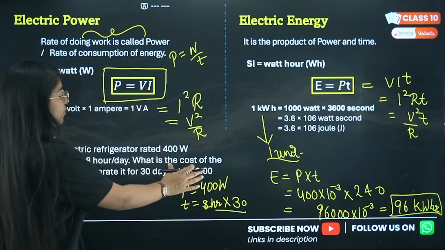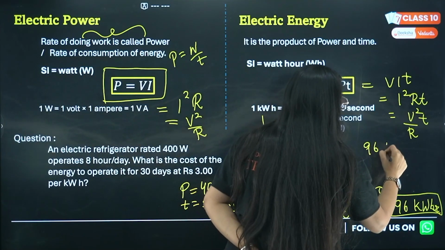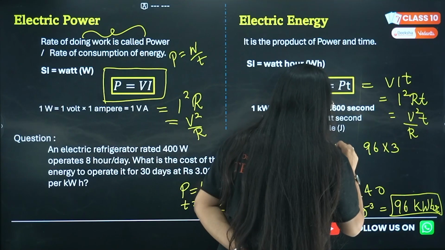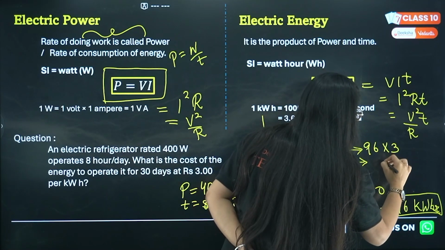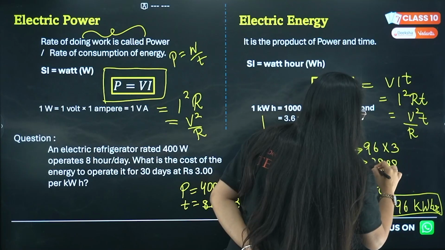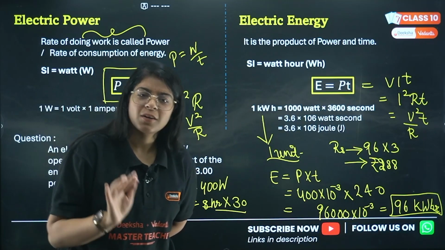Correct? Now we just have to multiply it by 3. So 96 into 3 will be the total cost of the energy, and that will be 288 rupees. Understood? Very easy numerical. Okay.